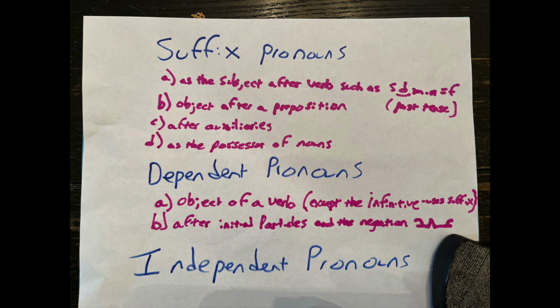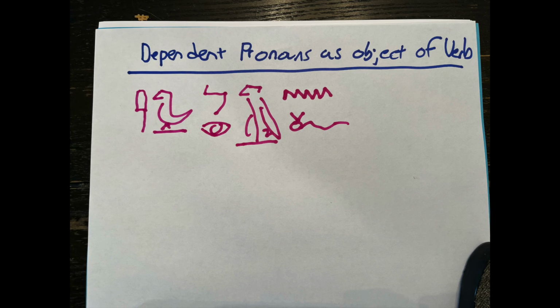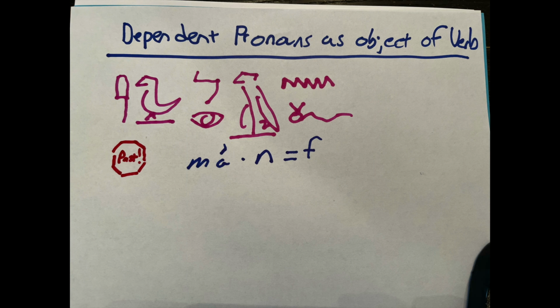So dependent pronouns can either be the object of a verb, except in the infinitive, which, again, we'll cover, and then after a negative, which we'll get into. All right, so dependent pronouns as object of verb. So I wrote out this sentence, which hopefully you should be familiar with. We have the stop sign for the past, the word for see, the ED, making it saw, and then F as the suffix pronoun.